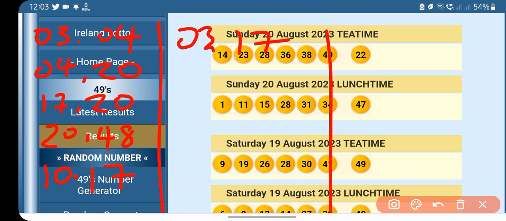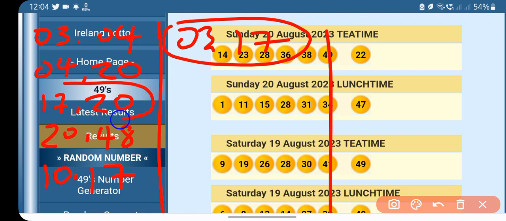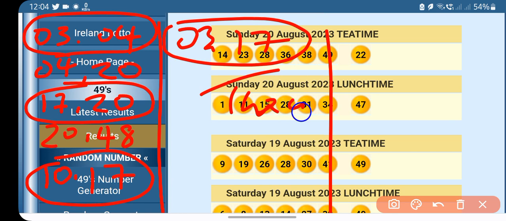Yes, these are the numbers, guys, we have to focus on. And I have to say, check or focus on these numbers. Yo, guys, all these numbers are hot. They all hot. Make sure that you play them. They all hot. Make sure that you play them.